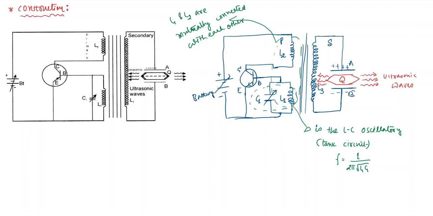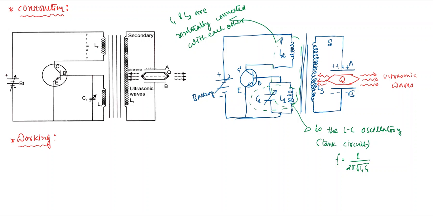So there are 3 points. One is about the quartz crystal, second is about the LC circuit, and third is about L2. So this is all about the construction of the piezoelectric generator. Now let me explain to you the working of this circuit. So next is the working of the piezoelectric generator.